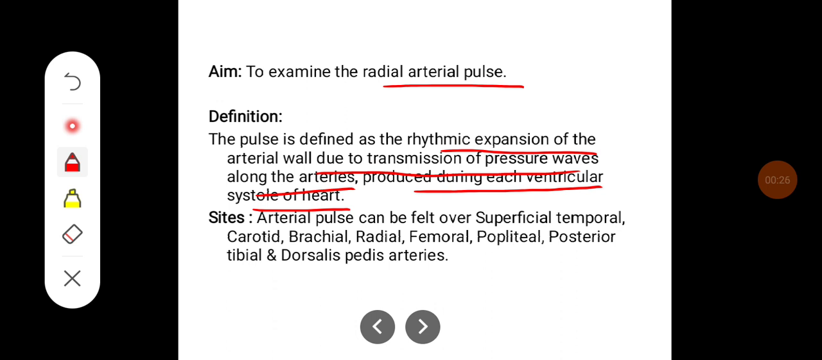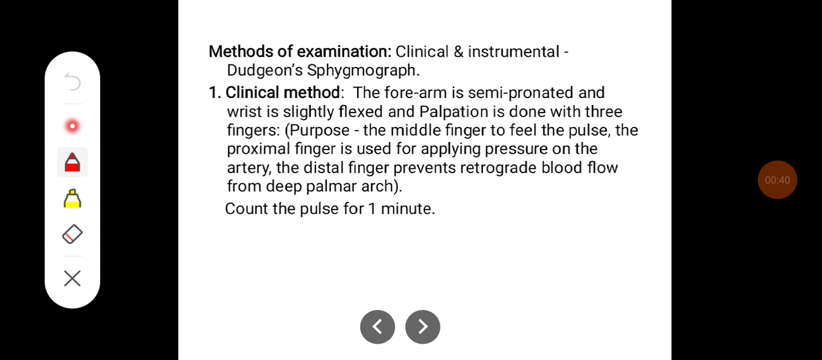The different sites where the arterial pulse can be felt are the superficial temporal, carotid, brachial, radial, femoral artery, popliteal artery, posterior tibial artery, and dorsalis pedis. The methods of examination can be clinical and instrumental, and instrumental is mainly done by Dudgeon's sphygmograph.